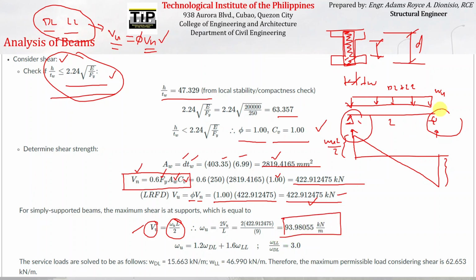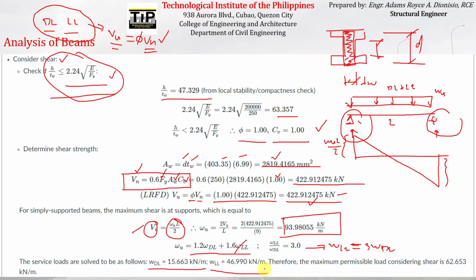So that is the magnitude of this WU that resulted from this load combination, 1.2 dead load plus 1.6 live load. Since the ratio of the live load and dead load is already given, we can express this in terms of the live load. So WLL is just equal to 3WDL, and then substitute 3WDL in place of WLL here. The remaining unknown is just WDL. You can compute for WDL, which is equal to this, and then multiply that by 3 and you can find the WLL.